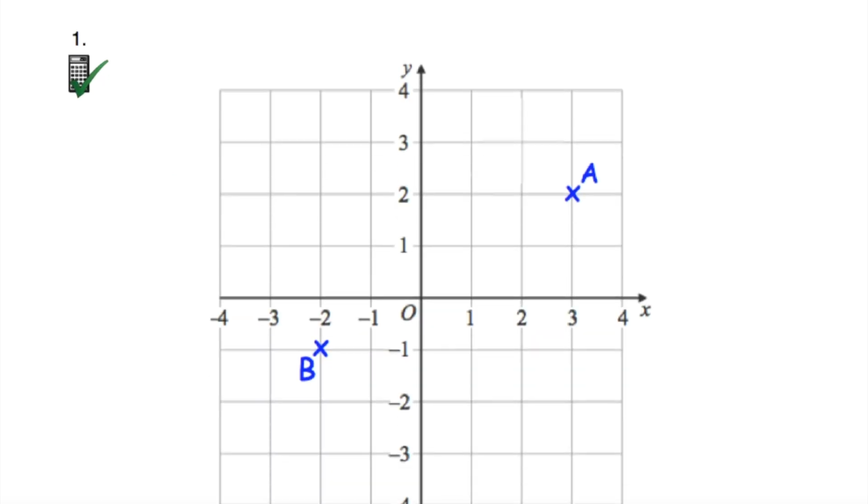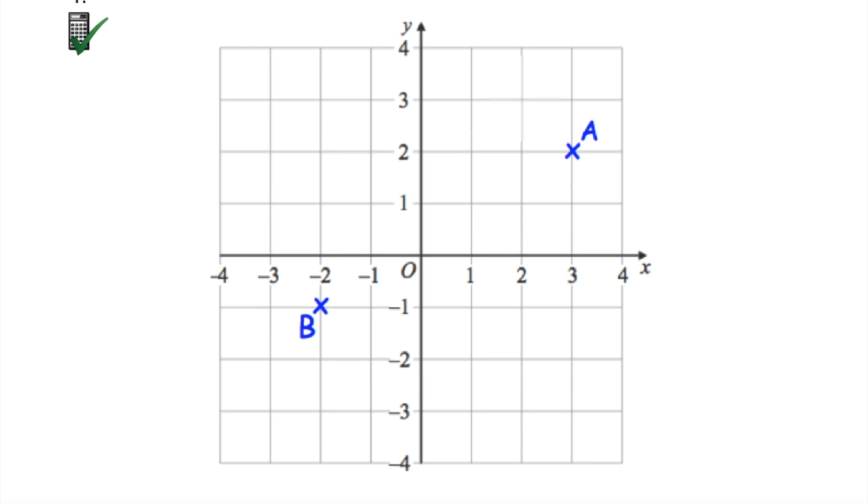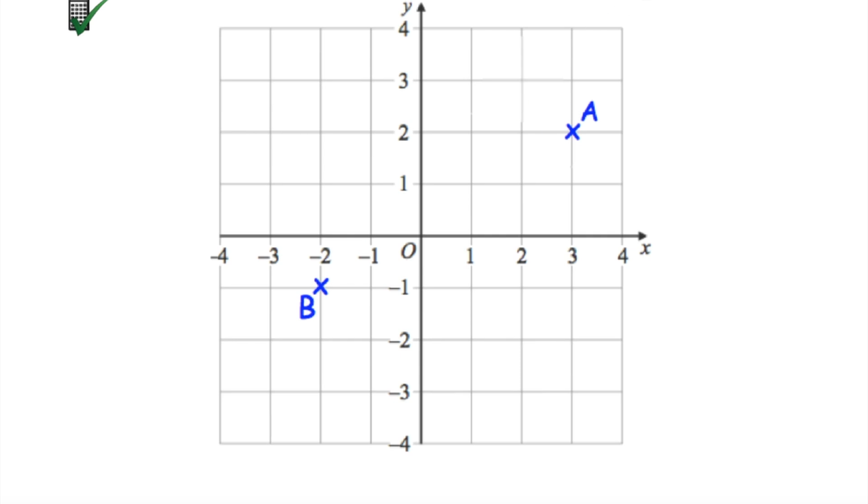Okay, question number 1. We've got this grid and we've got the point A, which is the point (3, 2), and we've got the point B, which is the point (-2, -1). The question says, work out the distance between the points A and B. So we want to work out the distance between these 2 points. The first thing I'm going to do is join them up, so I'm going to join up the points A and B.